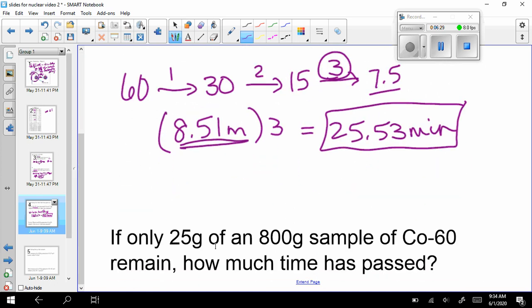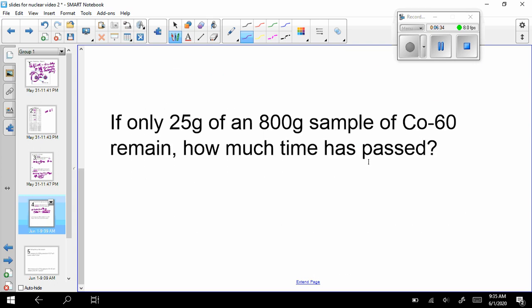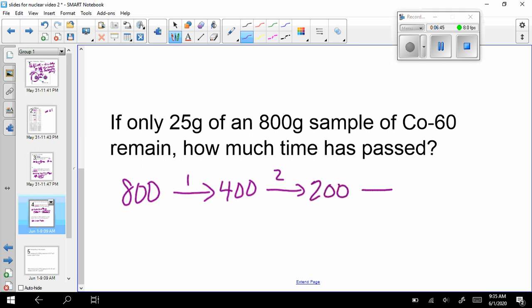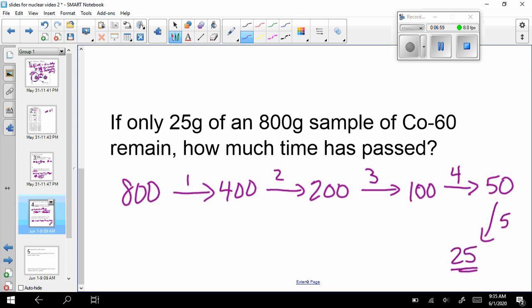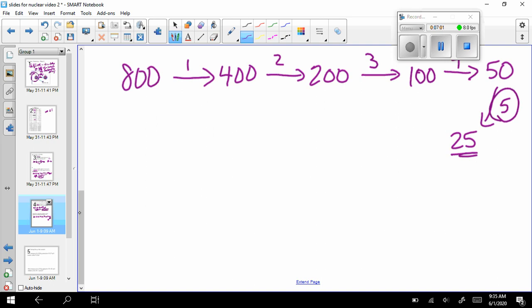If only 25 grams of an 800 gram sample of cobalt-60 remain, how much time has passed? All right, start with 800 and get all the way down to 25. So after 1 half-life, this would be 400. After 2 half-lives, it would be 200. After 3 half-lives, it would be 100. After 4 half-lives, it would be 50. And after 5 half-lives, it would be 25. Okay, 25 is what I wanted. 5 half-lives have gone by.